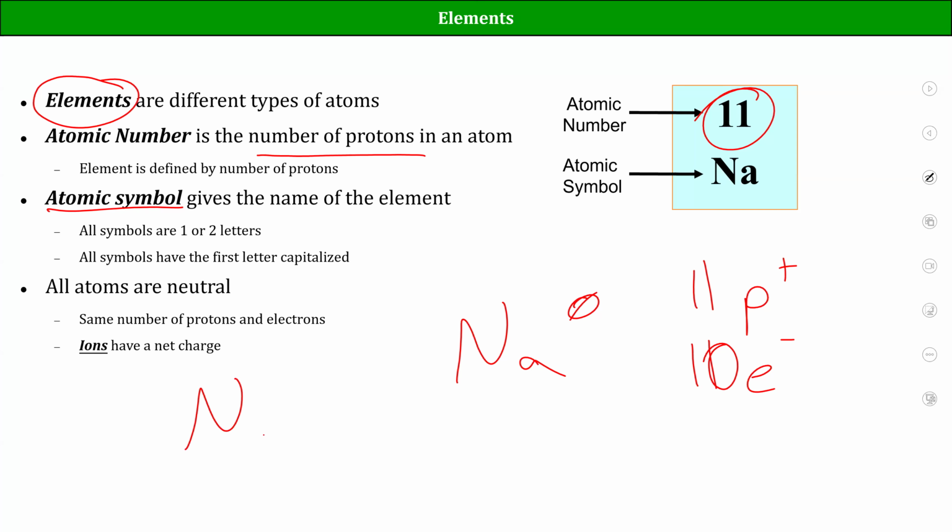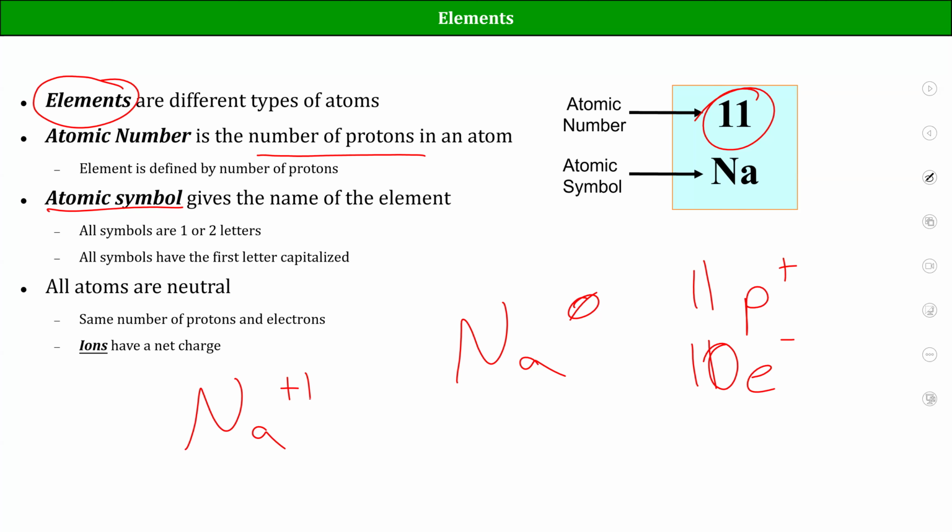So sodium with a +1 charge, the fact that it's sodium tells us it's 11 protons. The fact that it's got a +1 and it's sodium, we work backwards to get, it must have 10 electrons.